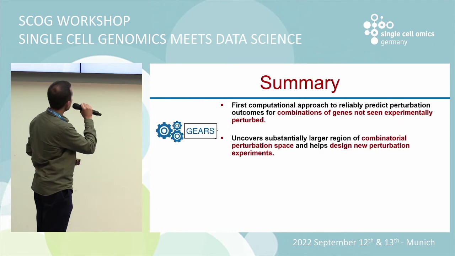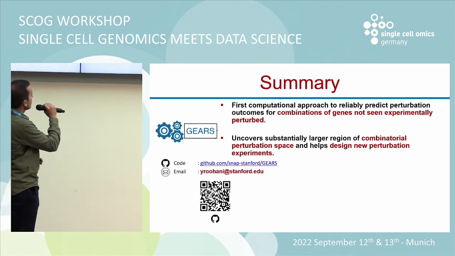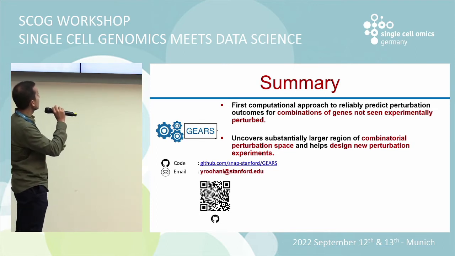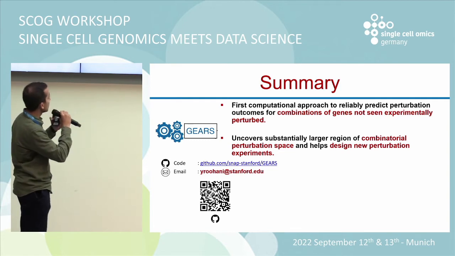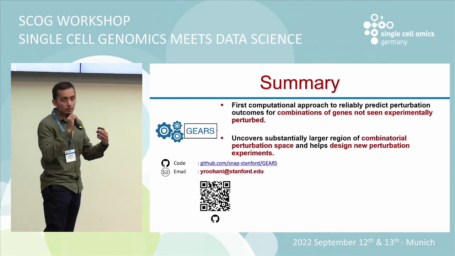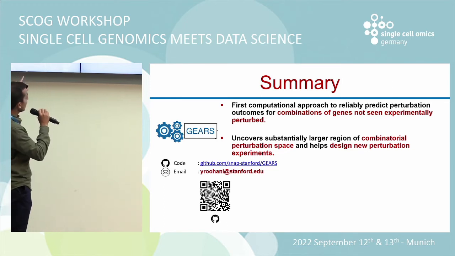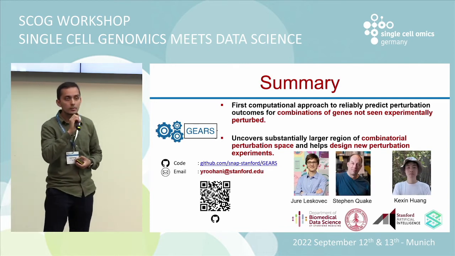It's on the poster. So in summary, we present the first computational approach to reliably predict perturbation outcomes for combinations of genes that have not been experimentally perturbed. We uncover a substantially larger region of combinatorial perturbation space, and we help in the design of new perturbation experiments. Here's the link to our code, and I think the preprint link is somewhere in the README. I'd like to thank my advisors and my collaborators, and thank you for listening.